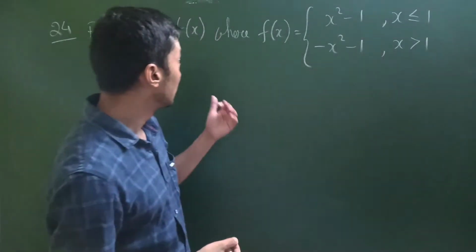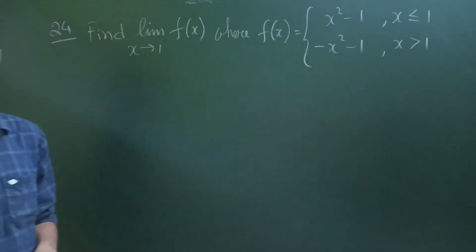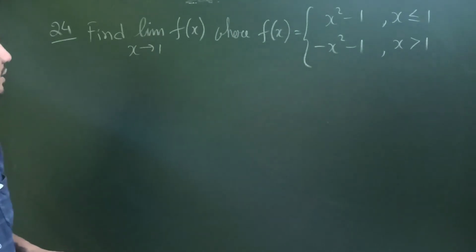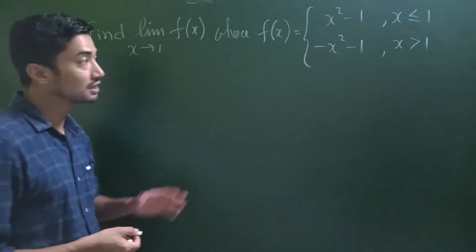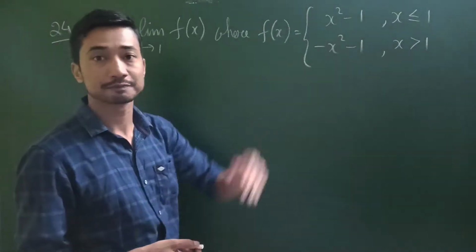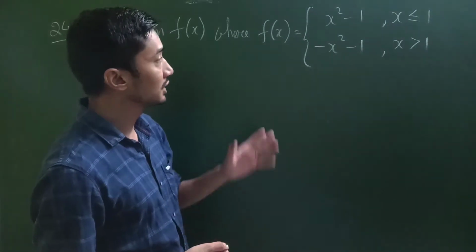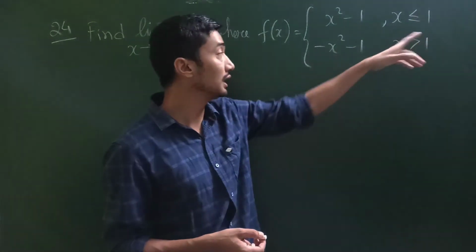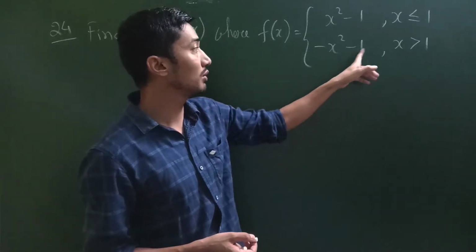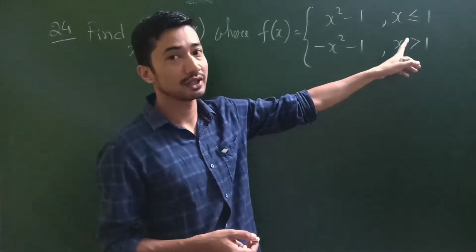Alright, so the first question that I'll be doing today is question number 24, the limiting value of a function. Find the limit of the function f of x as x tends to 1, where the function is given as x square minus 1 when x is less than or equal to 1, and minus x square minus 1 when x is greater than 1.